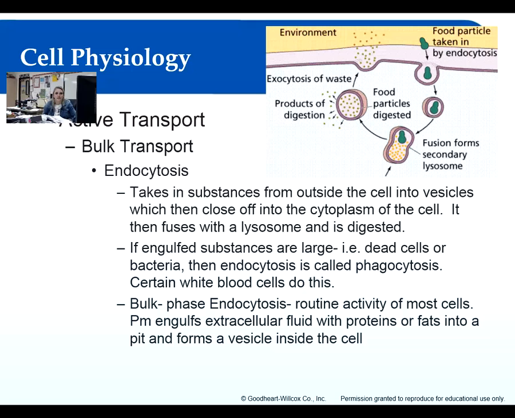Bulk phase endocytosis is like your typical activity. It takes in extracellular fluids that have proteins or fats or hormones or something, and then pulls them into the cell so that it can be used. That also uses energy. Really kind of interesting, kind of cool how that works. On page 71, I think the pictures are really good. If there's something on there you don't understand, you can check out one of these books and read it, or ask me whenever I get back.